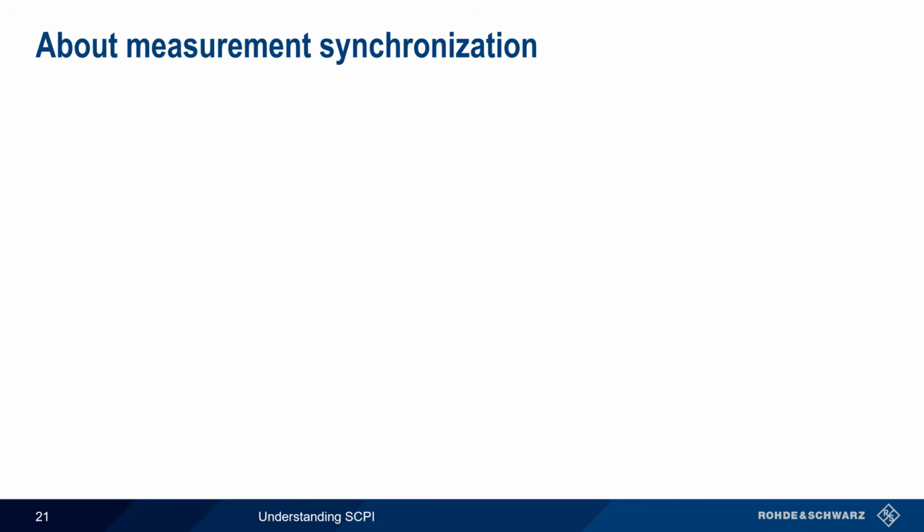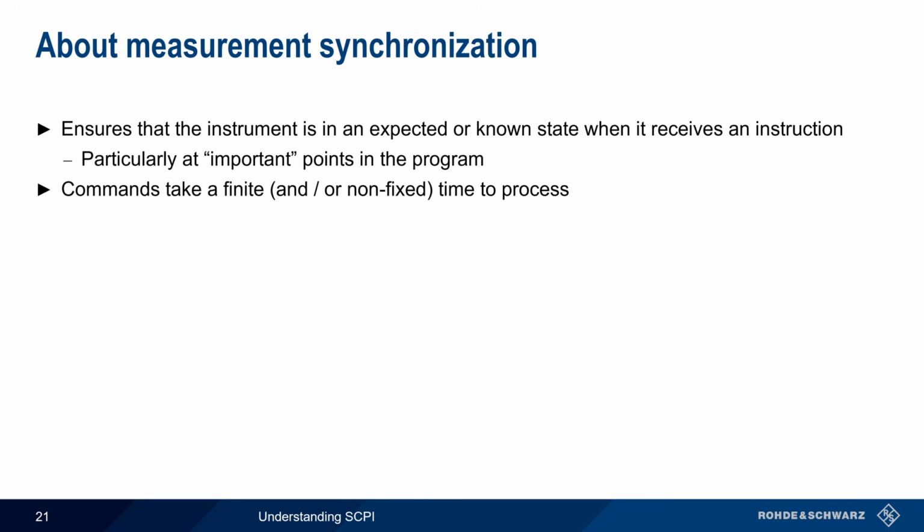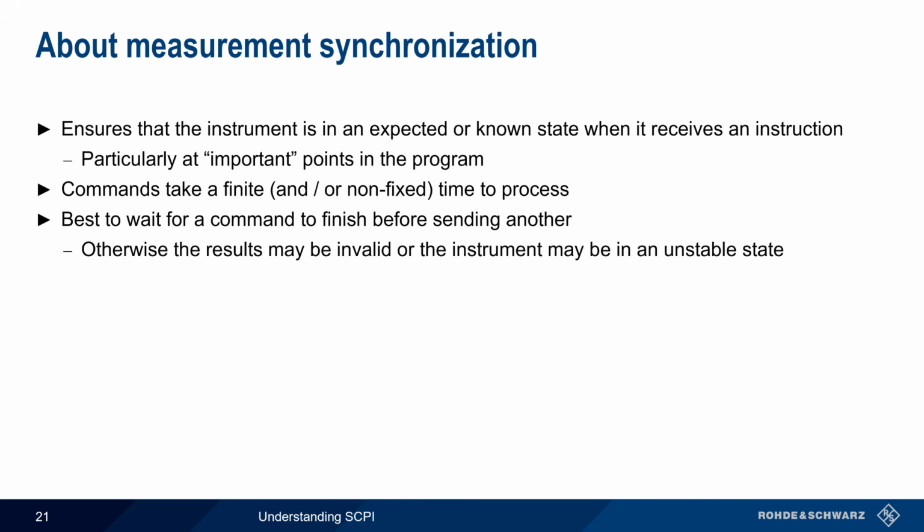One final topic that's important for SCPI programming is measurement synchronization, which is used to ensure that the instrument is in an expected or known state when it receives an instruction, particularly at important points in the program. The reason synchronization is necessary is that it takes a finite and often non-fixed amount of time for an instrument to process a command, for example, a long sweep or acquisition. It's therefore best to wait for one command to finish before sending more commands. Otherwise, the results may be incorrect or invalid, or the instrument itself may end up in an unstable state.